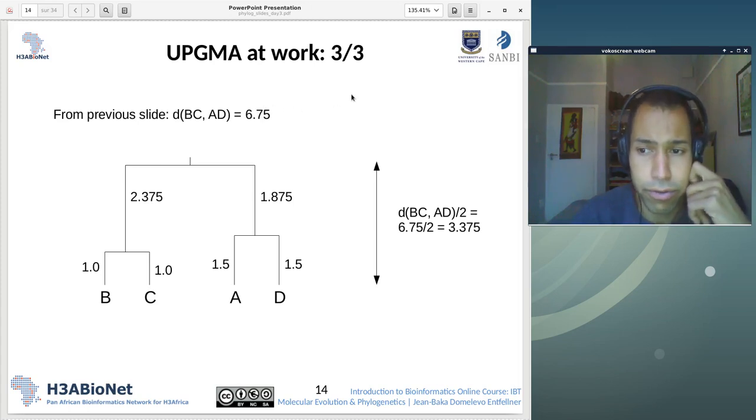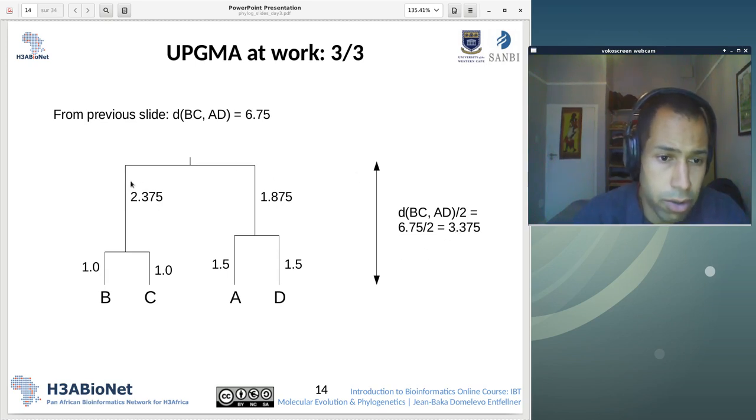Okay, so I fixed this last slide, and this is what you have in your version of the slides. So from the previous slide, we calculated the distance between BC and AD. The two clusters BC and AD, we found 6.75. So here this height is half of this, so it's 3.375. And that's why here you have 2.375 and here 1.875.